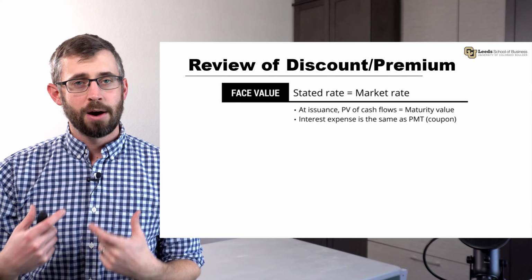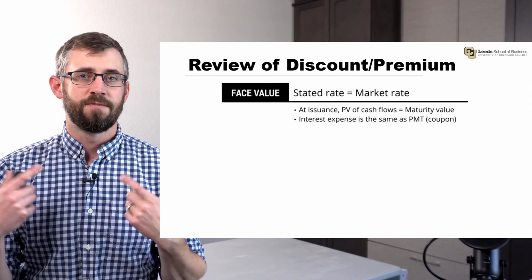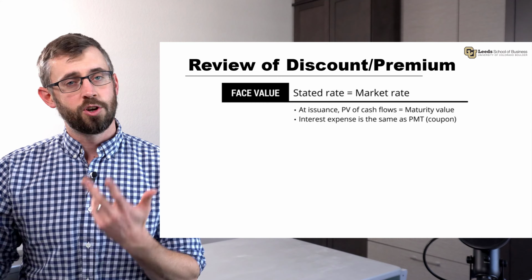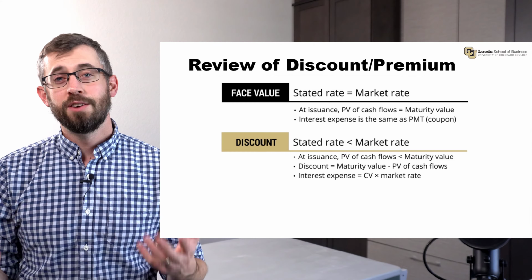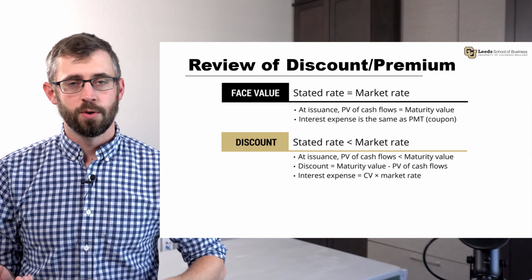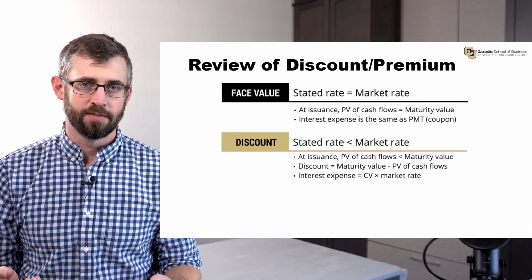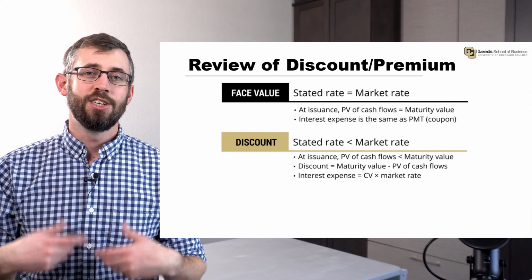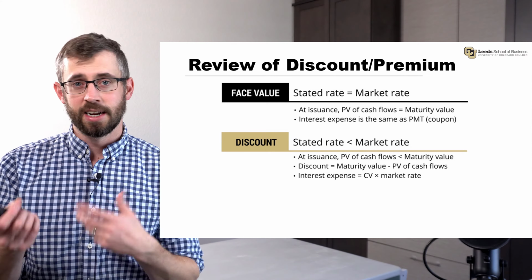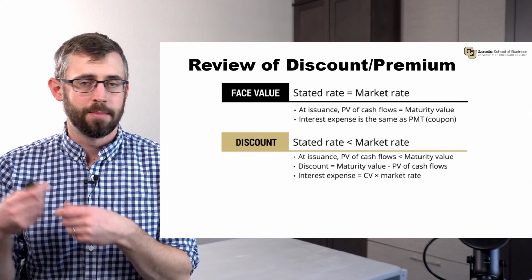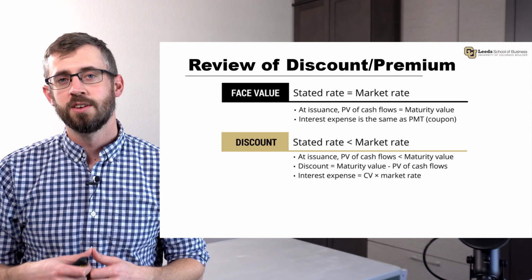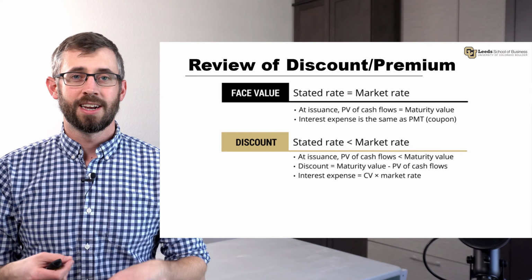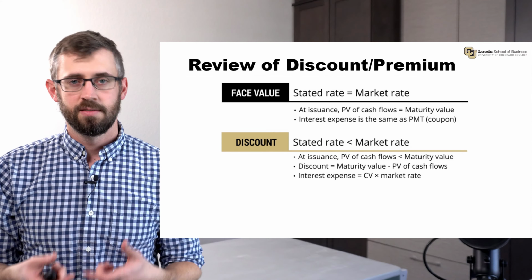So the amount you borrow is going to equal the face value that you're going to pay back, and your interest expense is going to equal the coupon payment every period. Now, if you issue your note at a discount, where the coupon rate is less than the market rate, then the people lending you the money are going to lend you less than the face value, because they're going to get back smaller coupon payments than they could get from somewhere else. So you're going to borrow less than the face value, and your coupon payments are going to be less than your interest expense every single period.